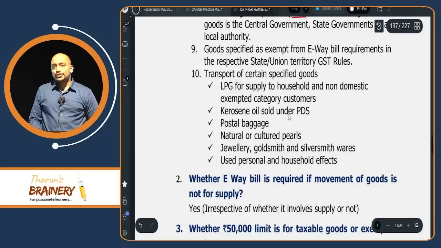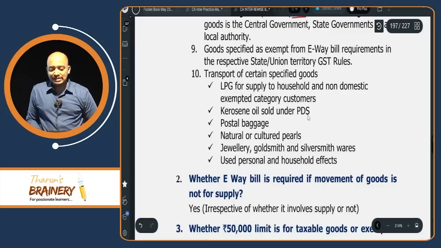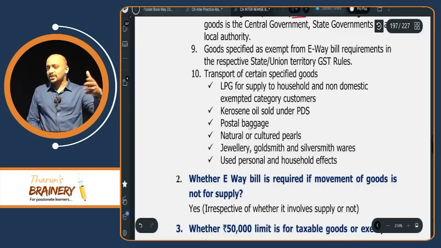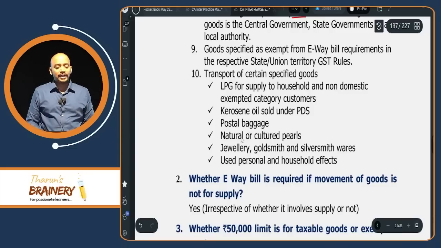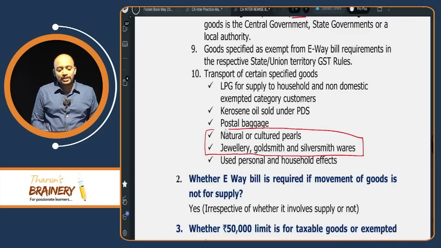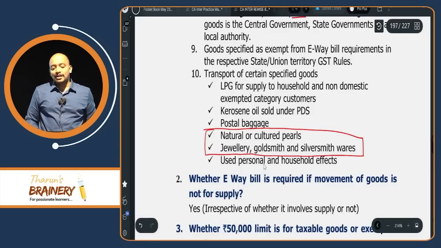Then kerosene oil sold under public distribution system. Then postal baggage, that is inland letters, postcards, post parcels, that do not require. Natural or cultured pearls, jewelry, goldsmith and silversmith wares. Why? If you know in which vehicle they are transporting all these goods, you will stop that vehicle and loot the money.